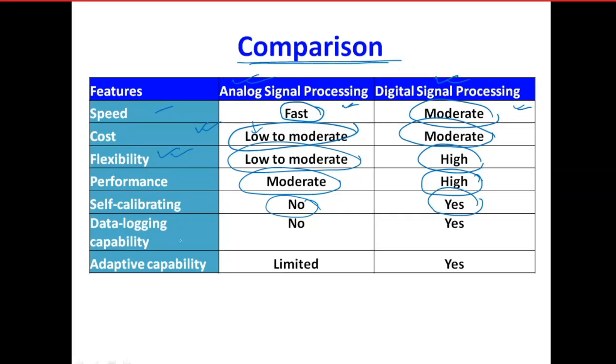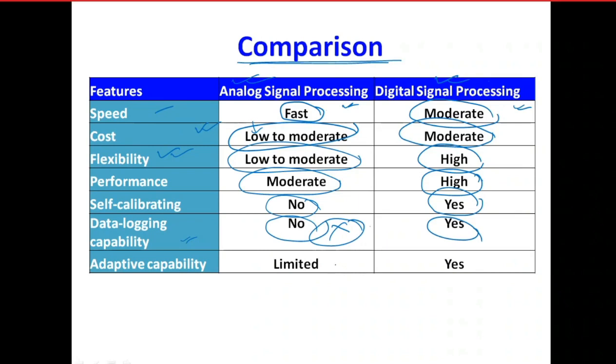Data logging capability: analog signal processing does not have it. However, you can store some DC signals using capacitors, but it will be a very tedious and complex system, and it will be too costly. However, data logging using digital signal processing is very low cost, and you can store tons of data. So nowadays, this data logging capability of analog systems is considered to be none because they are no longer being used.